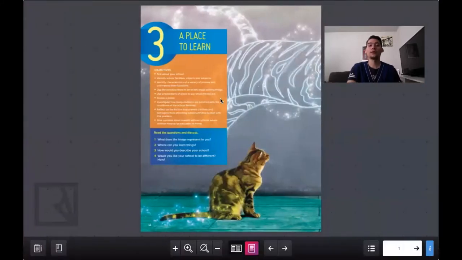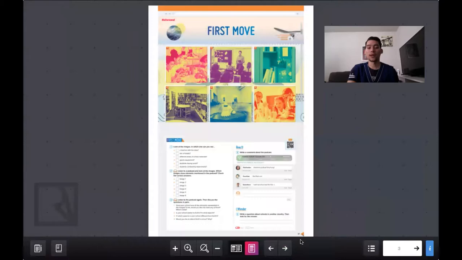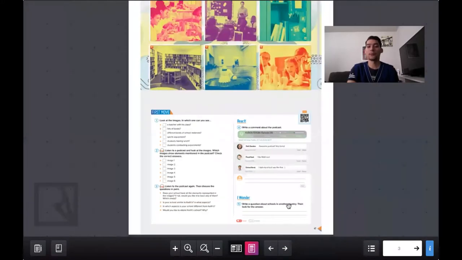So here we have unit 3, a place to learn. We are going to start the unit 3 now. This activity from page 47, you're going to do by yourself, alone, okay? Page 47. Então, pessoal, página 47, vocês vão fazer aí, tá? Eu vou corrigir na próxima aula, no próximo vídeo que nós tivermos, ok?